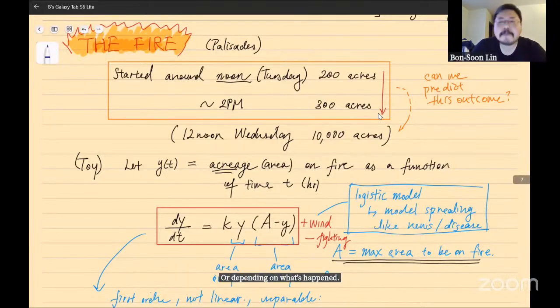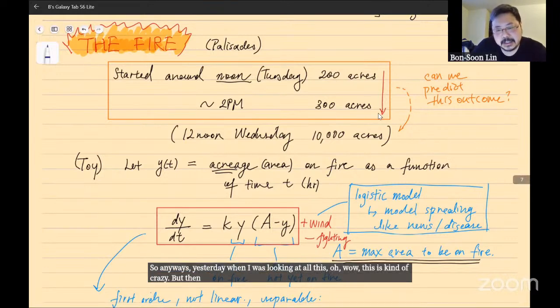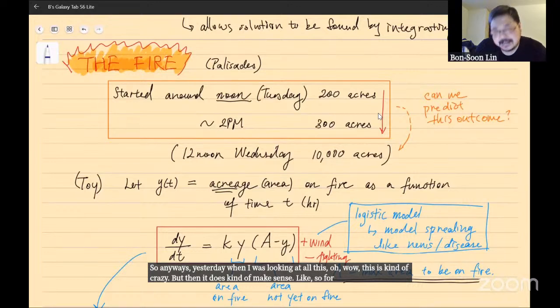Okay, so anyway, yesterday when I was looking at all this, I thought, oh wow, this is kind of crazy. But then it does kind of make sense. Like, for example, this number 10.